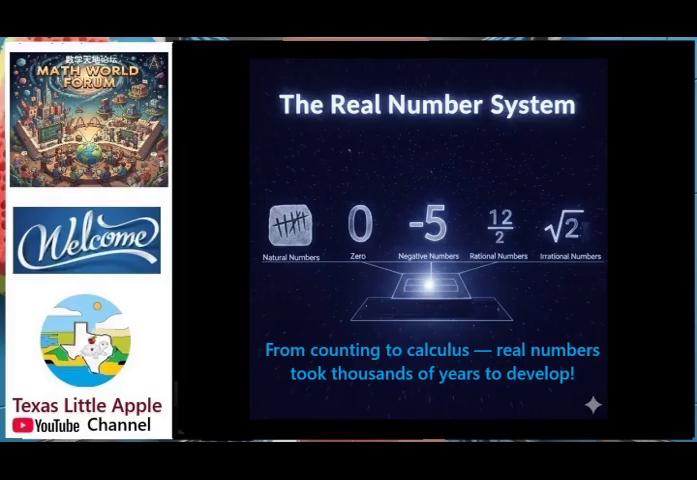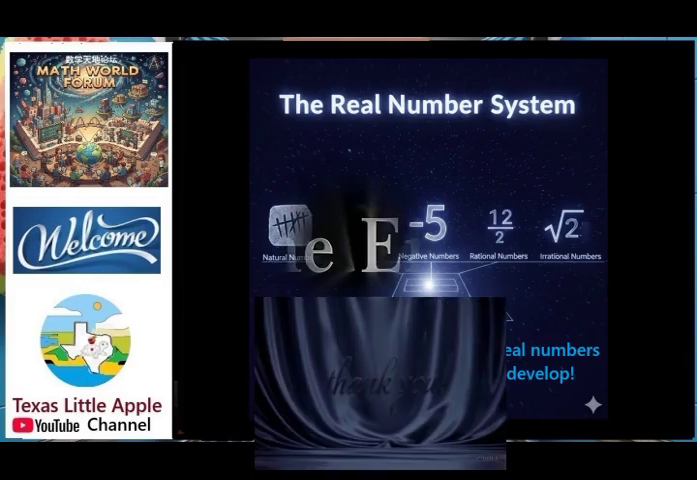Let's recap the evolution of real numbers. Natural numbers, counting. Rational numbers, fractions and ratios. Negative numbers, debts and direction. Zero, the idea of nothing. Irrational numbers, non-rational quantities. Real numbers, a complete number line. Each discovery was surprising, controversial, and transformative.